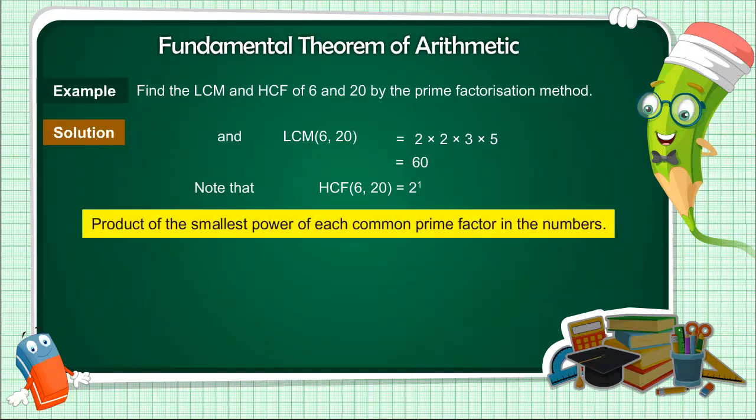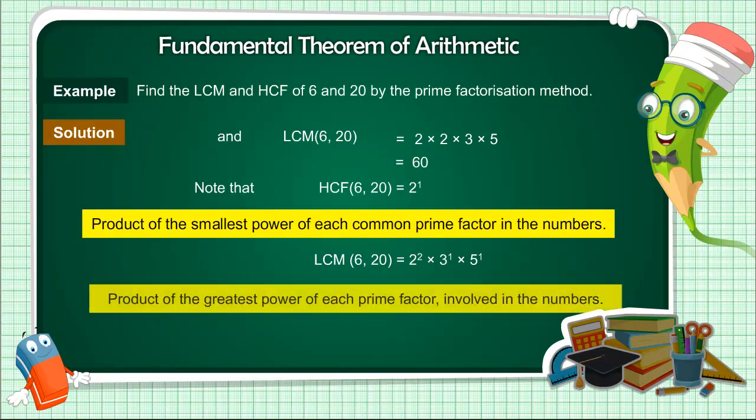Note that HCF(6, 20) = 2 to the 1 power. Product of the smallest power of each common prime factor in the numbers. LCM(6, 20) = 2 to the 2nd power, into 3 to the 1 power, into 5 to the 1 power. Product of the greatest power of each prime factor involved in the numbers.